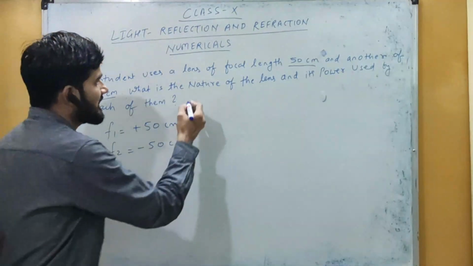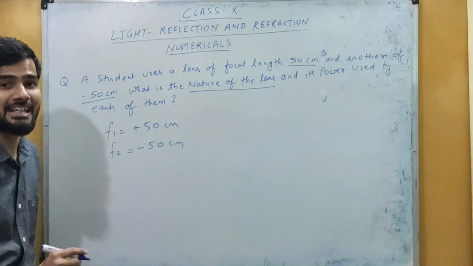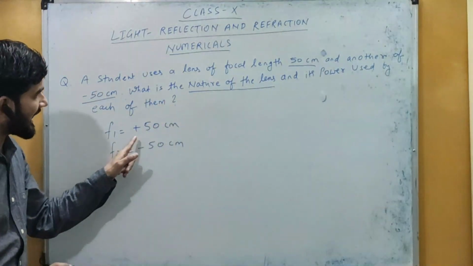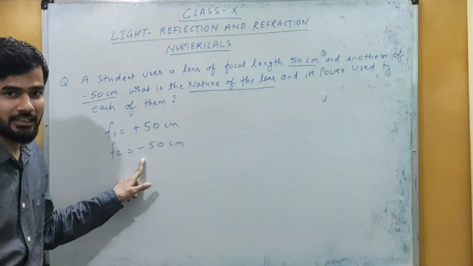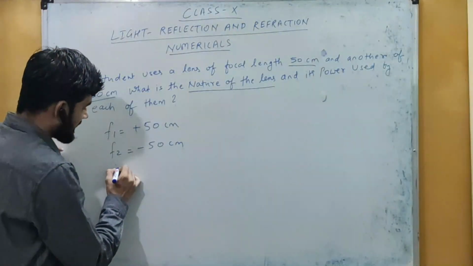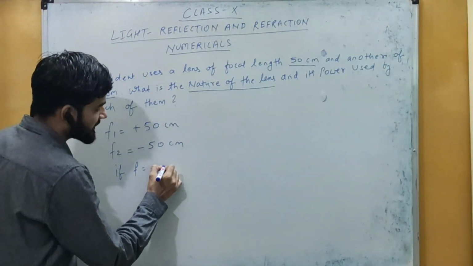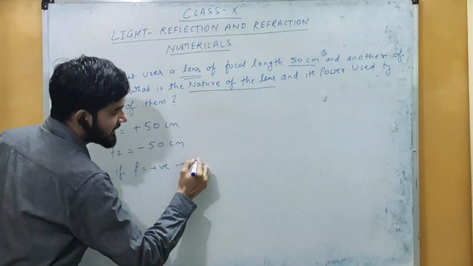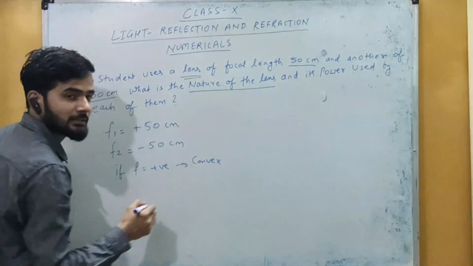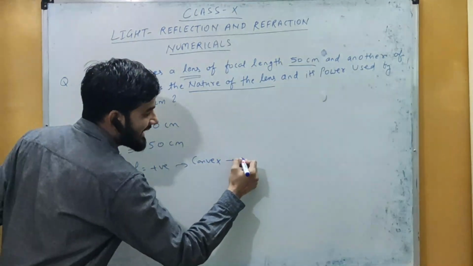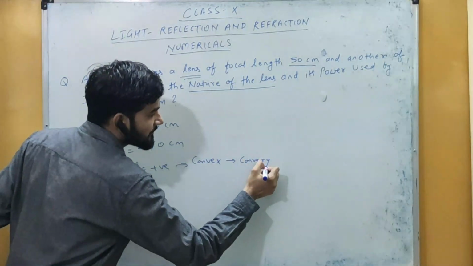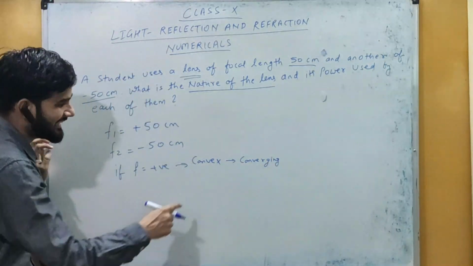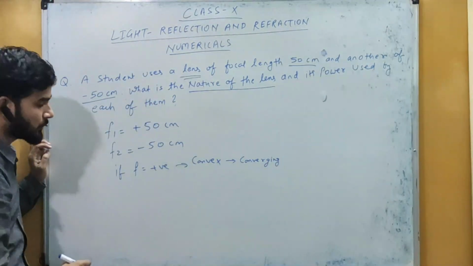What is the nature of the lens? What do we have to find? We have to find the nature of the lens, and nature you can directly find from the sign. Okay, so if f is positive and we have a lens, what kind of lens will it be? This will be convex. And a convex lens has nature converging. Here you can write both the things: the lens is convex and its nature is converging.